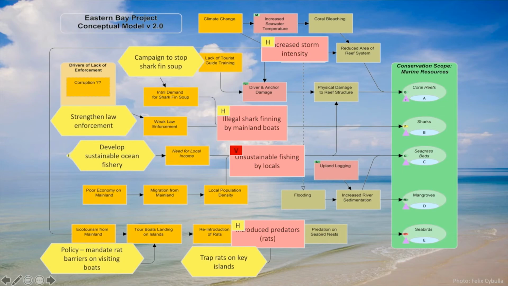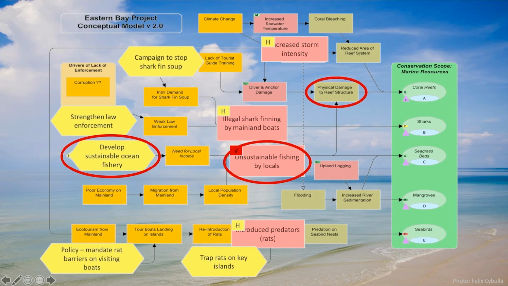For example, you've decided to scale back the Develop Sustainable Ocean Fishery strategy. The critical factor this strategy is addressing is unsustainable fishing by locals. But you can see here that if you scale it back too much or for too long, it could lead to an increase in physical damage to the reef structure. That would ultimately impact two of your conservation targets, the seagrass beds and the coral reefs.